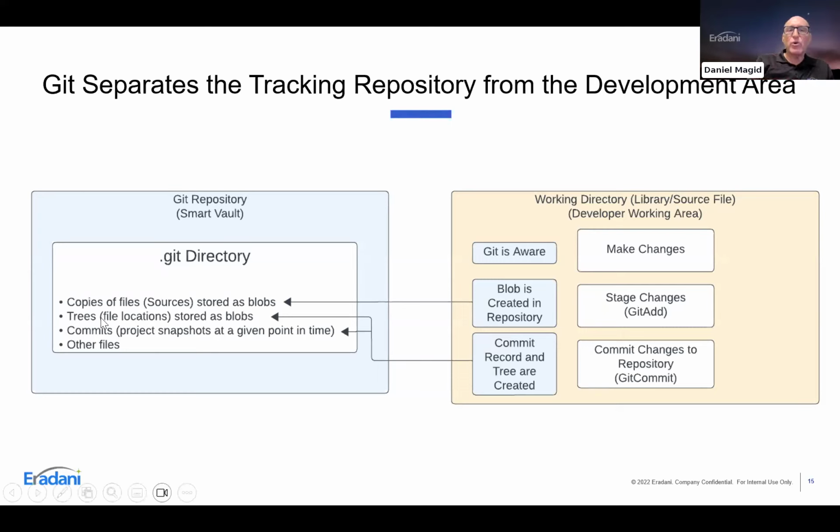And it also creates what's called a tree record. The tree record actually has a list of all the files with their version identifiers that are in the repository at that moment in time. So basically what that looks like, to make that a little bit clearer.